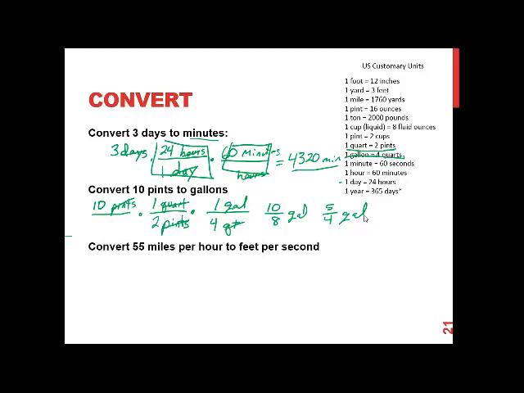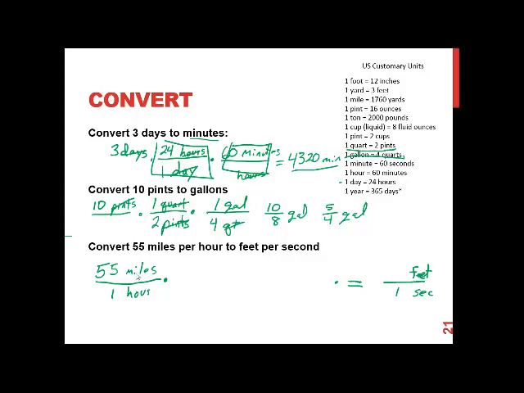Convert 55 miles per hour to feet per second. Now this is a little trickier. We need to realize that 55 miles per hour is actually a ratio: 55 miles per 1 hour. And what we want to do is multiply this by enough stuff to where out here at the end we have so many feet per 1 second.